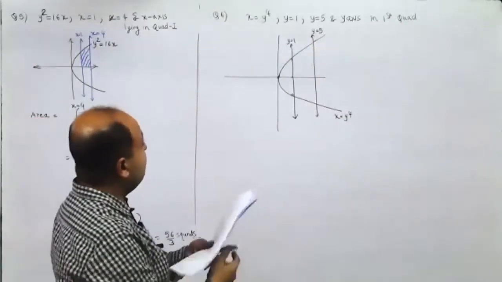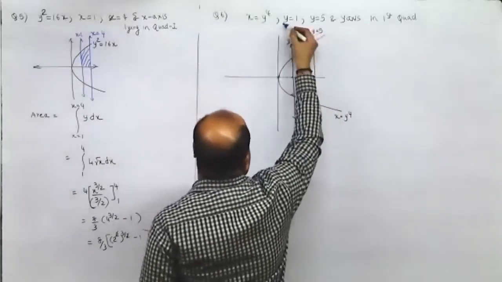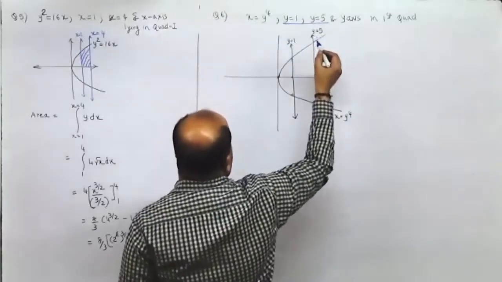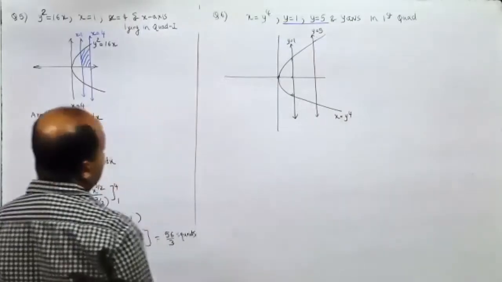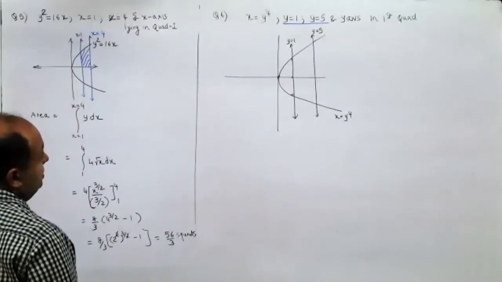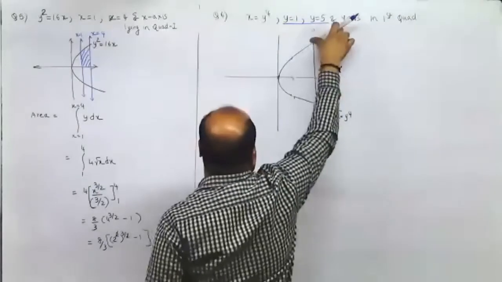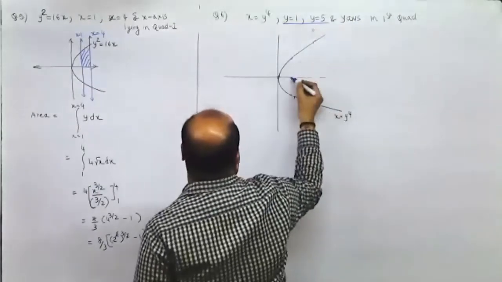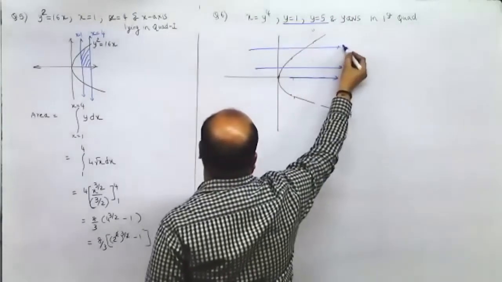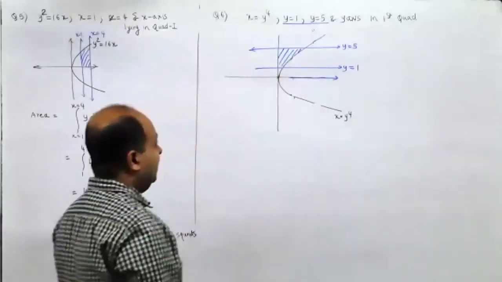Now here, when I consider y equal to 1 and y equal to 5, this is the area and the y axis. Sorry, y equal to 1 and y equal to 5 should be parallel to the x axis, and this area is what we are concerned about.